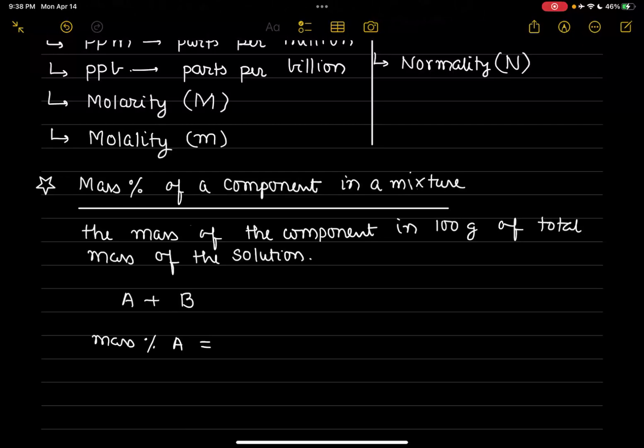100 minus the mass percentage of B. Yes, that is true. The mass percentages of both components, if you add them together, will be 100 because it is a percentage. So 100 minus the percentage of B. But if you don't have the percentage of B, would you tell me what is the mass percentage of A independently? How can you calculate?